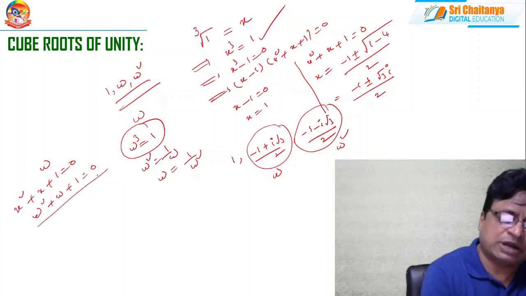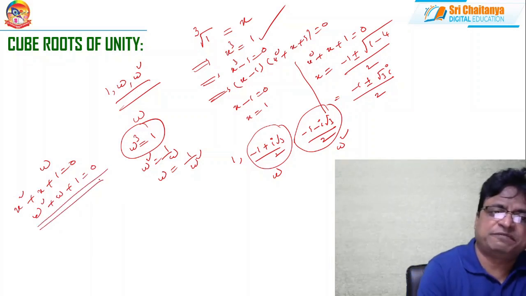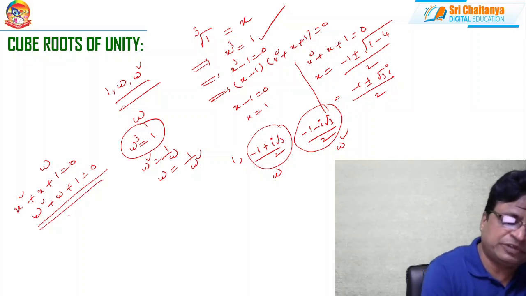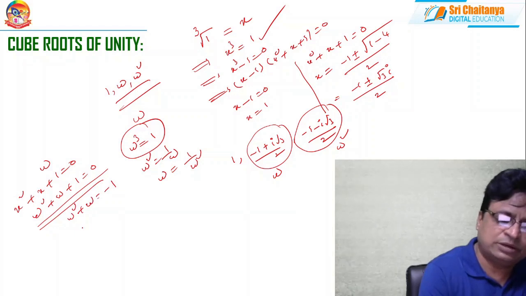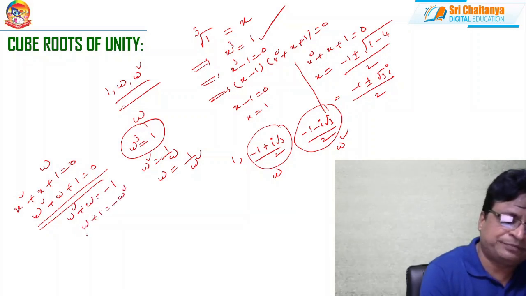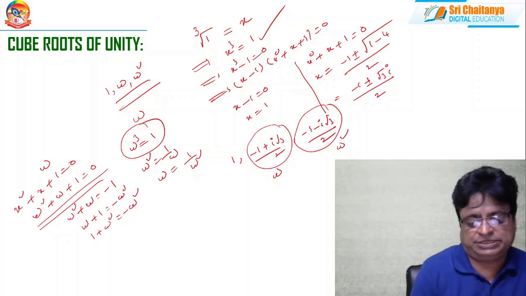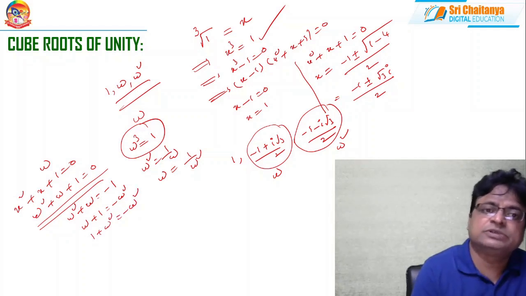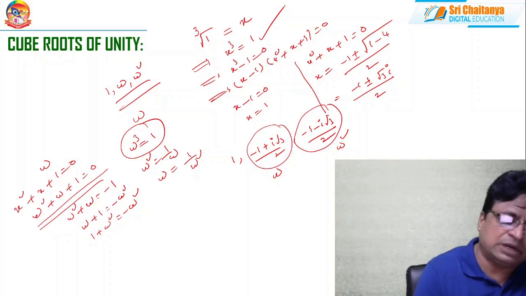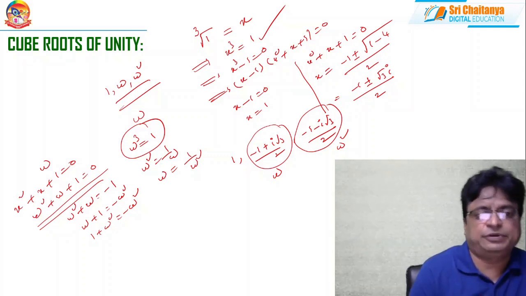So with this, what we learn is that the sum of cube roots of unity is equal to 0. With the help of this, we can derive omega square plus omega equal to minus 1, omega plus 1 equal to minus omega square, and 1 plus omega square equal to minus omega. These are all convenient deductions which are extracted from the concept of cube roots of unity.